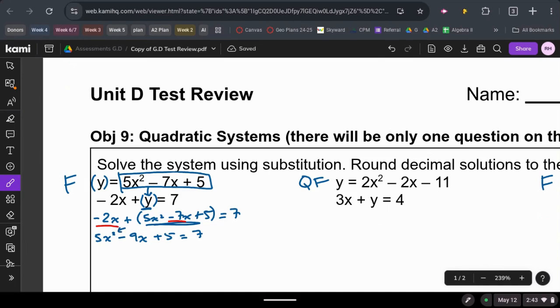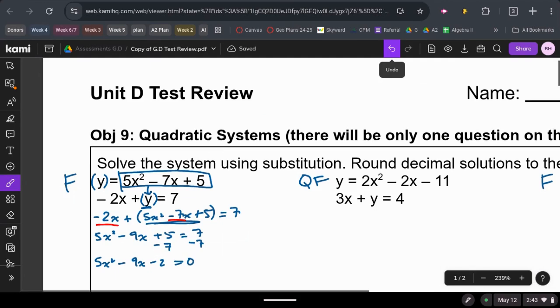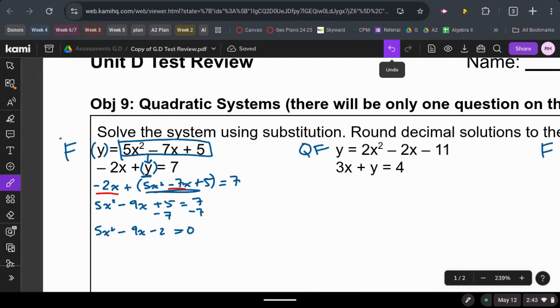Whenever you have a quadratic, meaning that little exponent of 2, it's a clue that you can solve by factoring or the quadratic formula. In both cases, you need to subtract that 7. You need to get a 0 on one side. So I'm going to end up with 5x squared minus 9x minus 2 equal to 0. For this problem, I'm going to be using factoring to solve, but you can use the quadratic formula. I'm going to show the quadratic formula in the second problem.